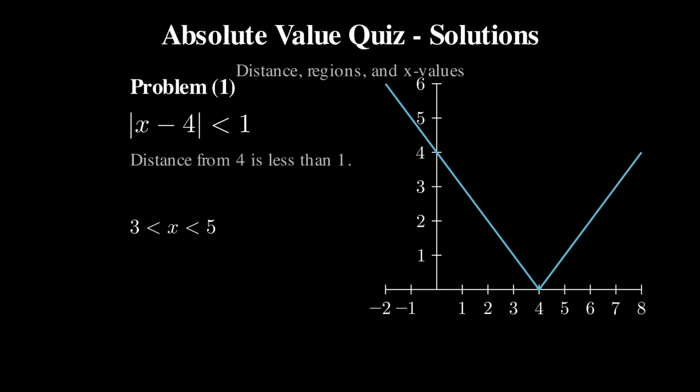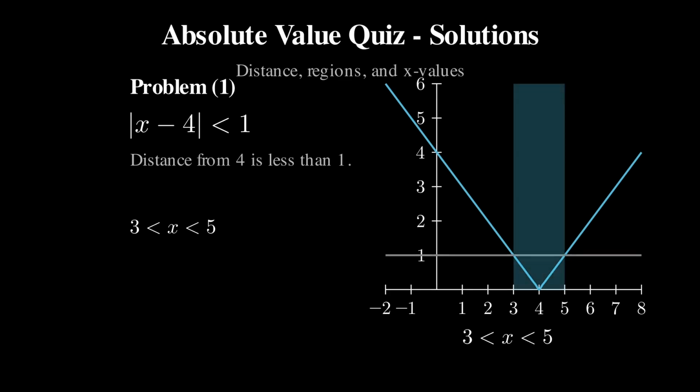Graphically, we draw the absolute value graph y equals the absolute value of x minus 4 with its vertex at x equals 4 and mark the vertical line x equals 4. We then draw the horizontal line y equals 1 and shade the part of the graph that lies below this line. Reading the x values of that shaded region matches the open interval from 3 to 5.